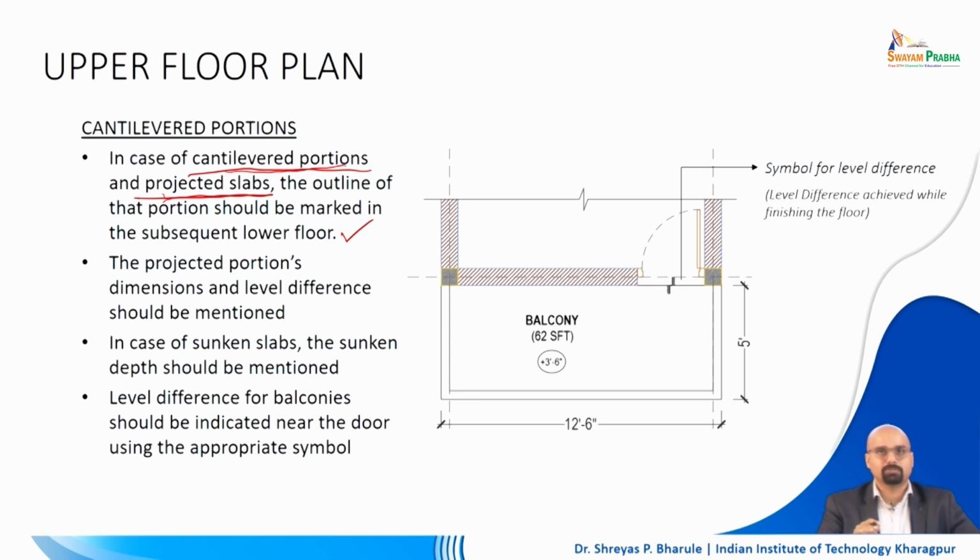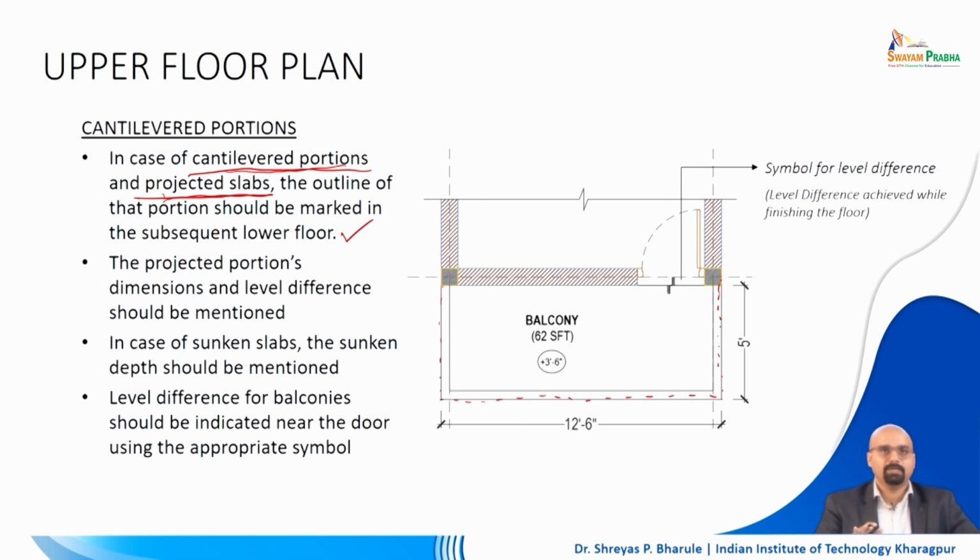That is very important. So, for example, this is where we see a balcony, but on the lower floor there will be a dotted line like this, which will represent the marking of this particular balcony on the lower floor.